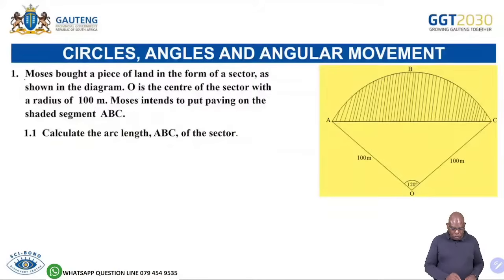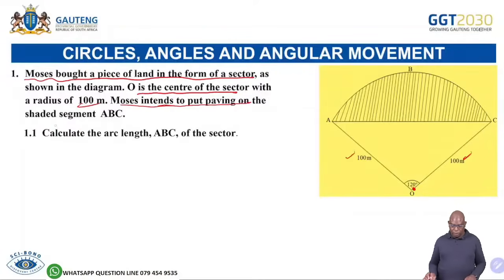So Moses bought a piece of land. I wish I had money to buy this, as shown on the diagram. Now O is the center of the sector, with a radius of 100 that's given on the sketch. Moses intends to put paving on the shaded segment, this segment here, shaded ABC. Calculate the arc length ABC. The arc length here. So we're talking about that arc length here.